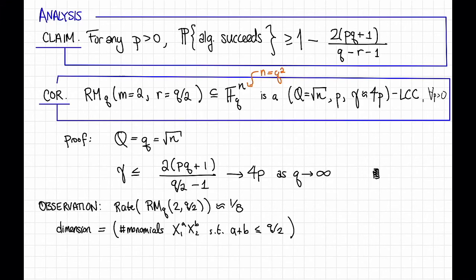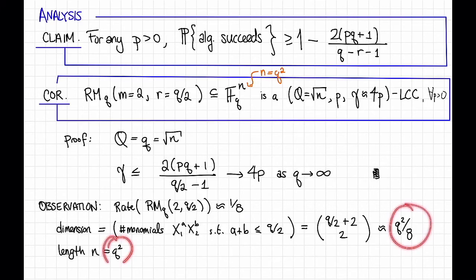How many such monomials are there? That is, how many pairs a and b are there so that a plus b is at most q/2? Well, there are (q/2 + 2 choose 2) such things. And if you work this out, this is approximately q²/8 as q gets large. On the other hand, the block length of this code is q². So that means that the rate is the dimension divided by the block length, which is about 1/8.